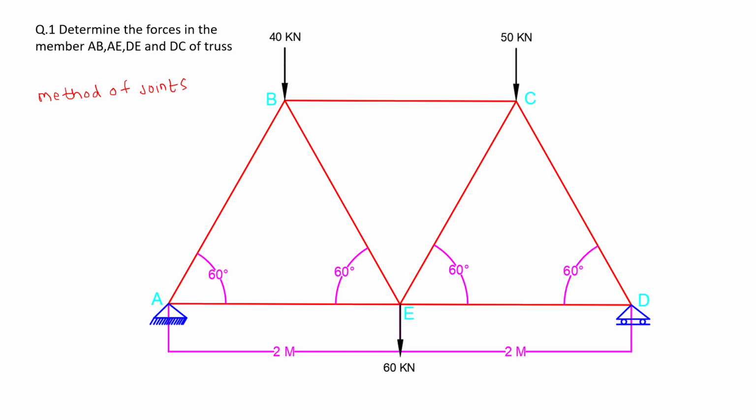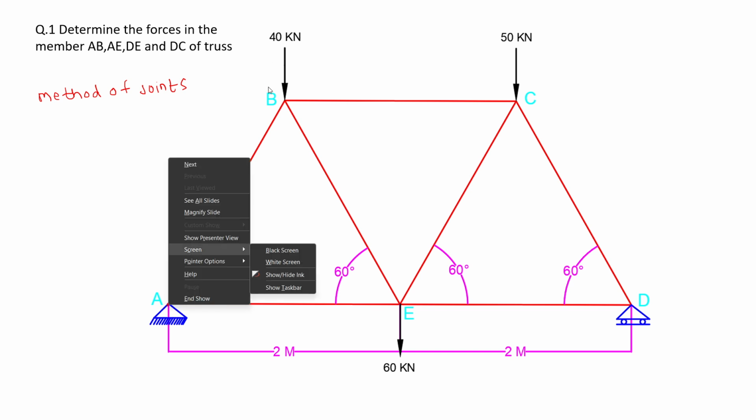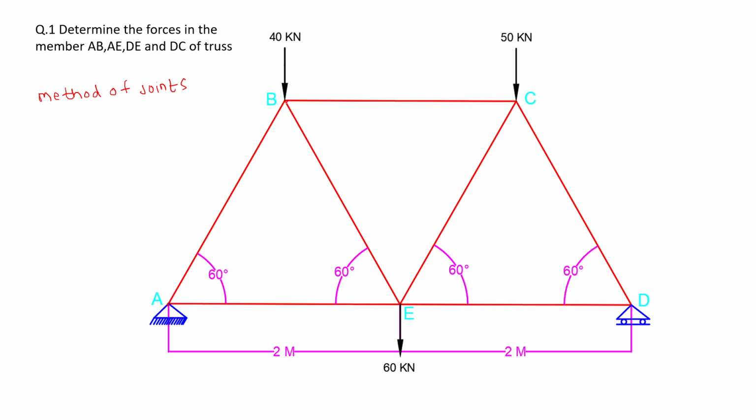So the picture is in front of you. This is the truss. These are the joints. This is the first joint A. This is the second joint B, where a 40 kilonewton load is acting. This is the joint C. At joint C, a 50 kilonewton load is acting. At joint D, there is a roller support. At joint E, there is a 60 kilonewton load.